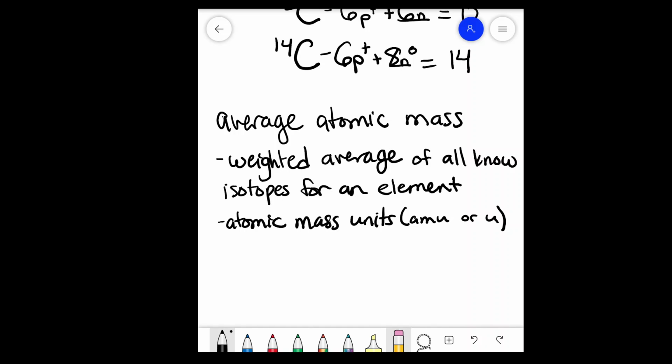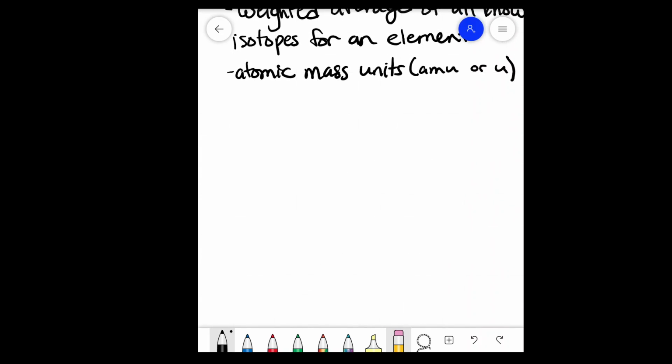And so a weighted average is basically when not all parts of what you're averaging are the same. So a lot of times in math, we do averages and you just add all the numbers up and divide by how many there are. Well, when we do average atomic mass, we're not going to divide by the amount we added, because it's weighted and we'll take the weight into consideration. So there's basically 3 steps when you do this.